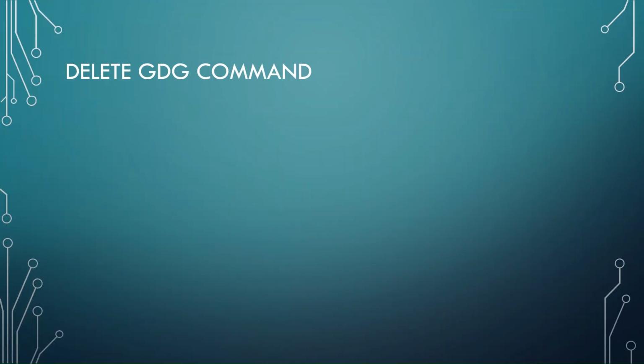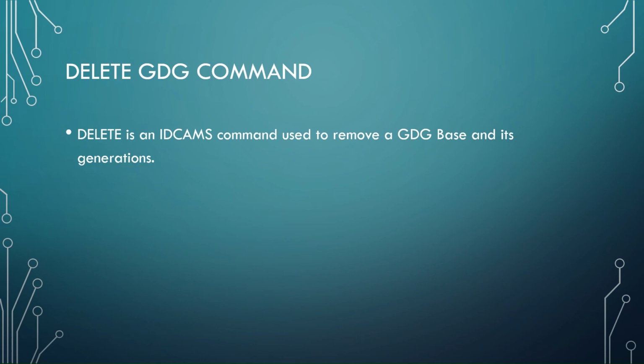Next, the delete command. The delete command removes a GDG base and all associated generations. The force option ensures that all generations are deleted as well. This command should be used carefully, especially in a production environment.